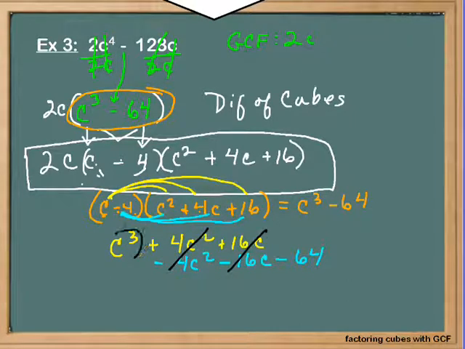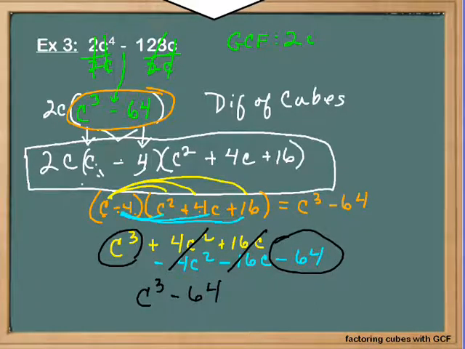And what am I left with? I'm left with the c cubed. I'm left with the negative 64. And that is the exact reason why you need negatives mixed with positives. So now that you understand the logic to that, hopefully it will help you to understand how the sum and difference of cubes play out.